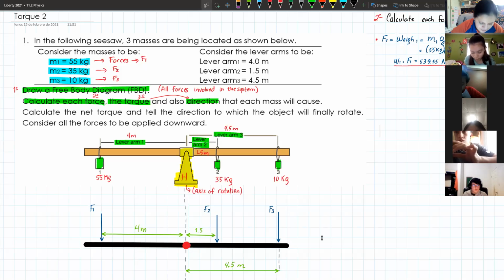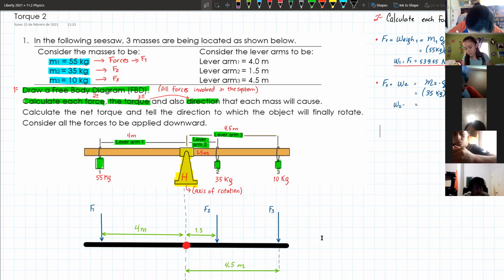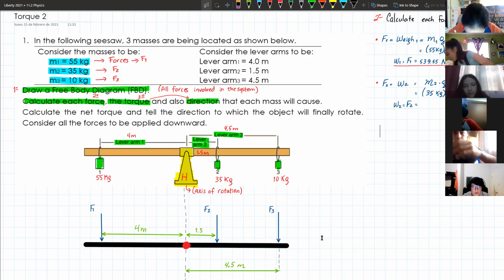Now we do the same for the force number 2. It is equal to the weight 2, and this is equal to mass 2 times gravity. Mass 2 is equal to 35 kilograms. And gravity, that doesn't change, is 9.81 meters over second squared. How much is this? 343.35. And the units are the same, newtons, because we are talking about a force.